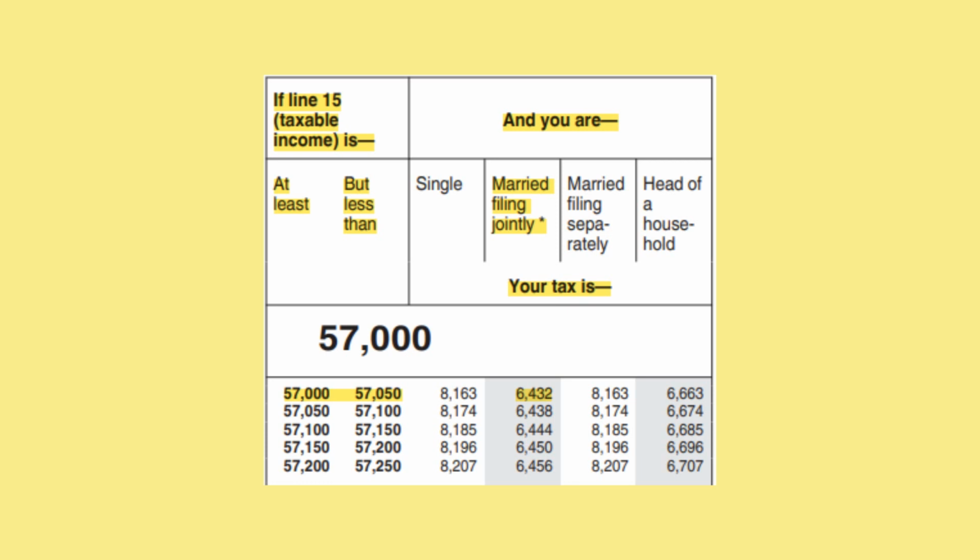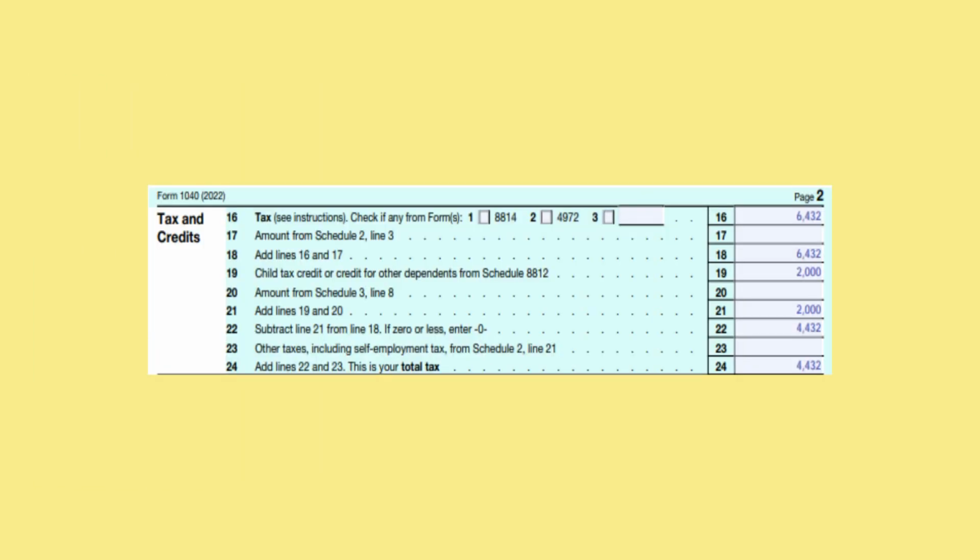To calculate your tax, use the tax tables that begin on page 63 of the Form 1040 instructions. Since your taxable income is at least $57,000 but less than $57,050 and you are married filing jointly, your tax is $6,432. Carry the amount to line 16. Line 17 will be blank as we don't have an amount from Schedule 2, line 3.